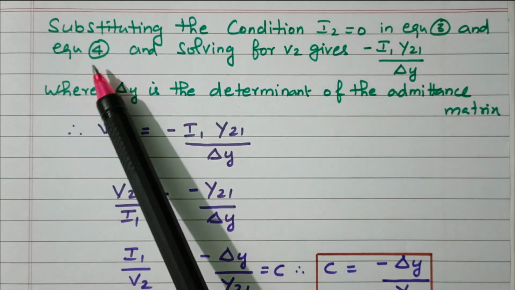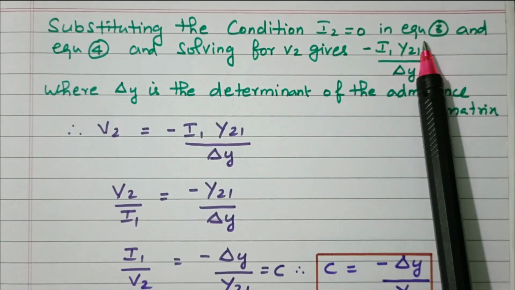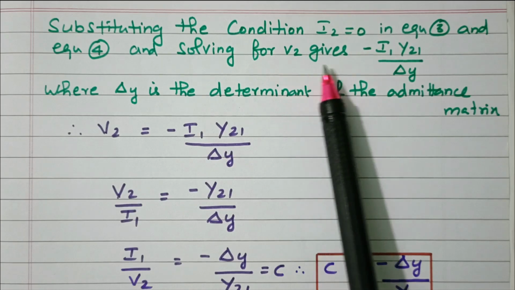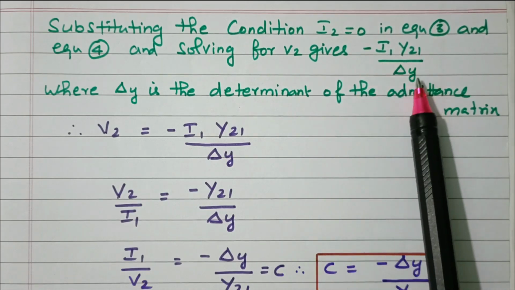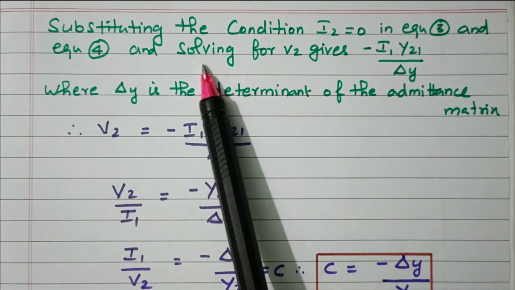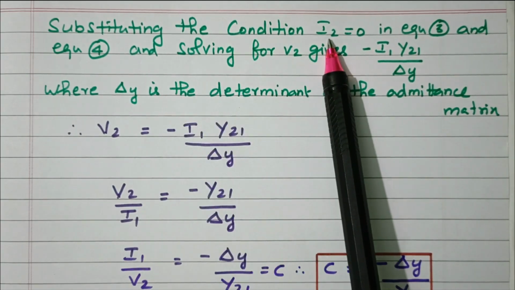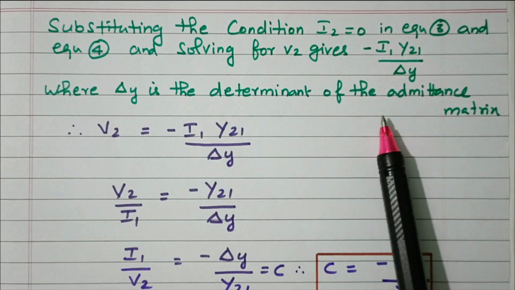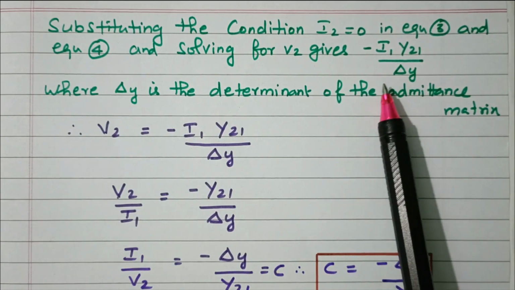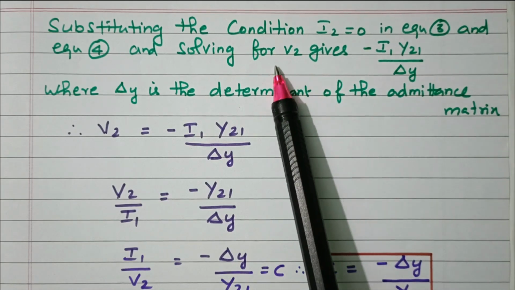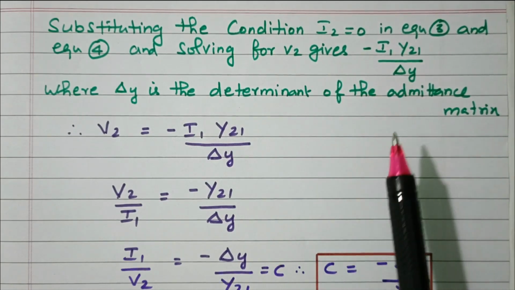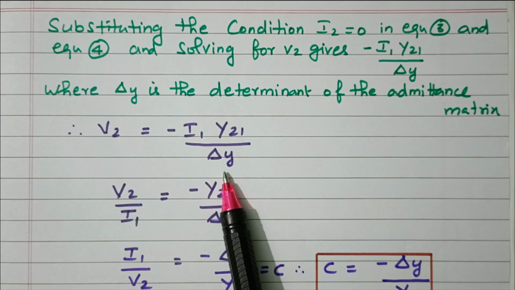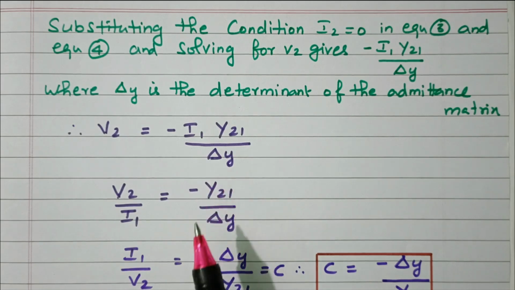Next, substituting the condition I2 = 0 in equations 1 and 4, and solving for V2, we get V2 equal to minus I1 Y21 divided by delta Y. How to solve is not given, the solution is not available, so we directly give the result. V2 equal to minus I1 Y21 divided by delta Y, where delta Y is the determinant of the Y matrix.